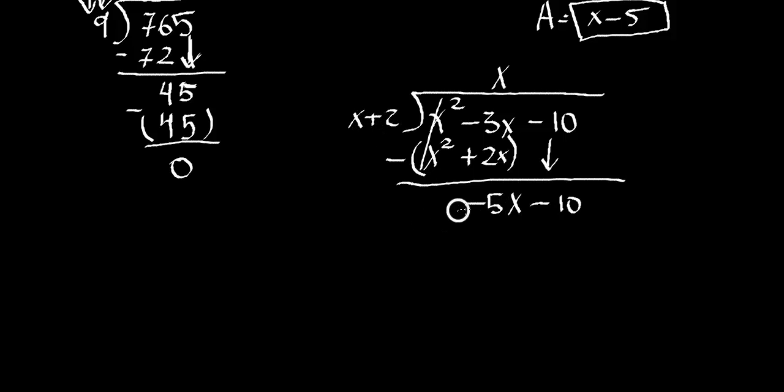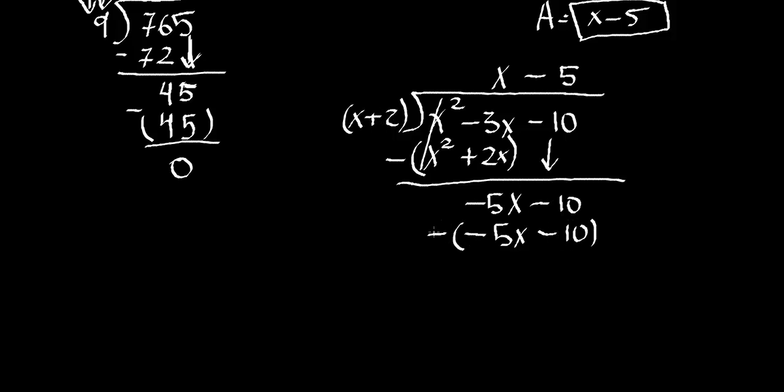So x times what equals negative 5x? Well, negative 5, right? Negative 5 is a constant. We put it under the constant column. And you would multiply this negative 5 times this term. Negative 5 times x is negative 5x. Negative 5 times 2 is negative 10.